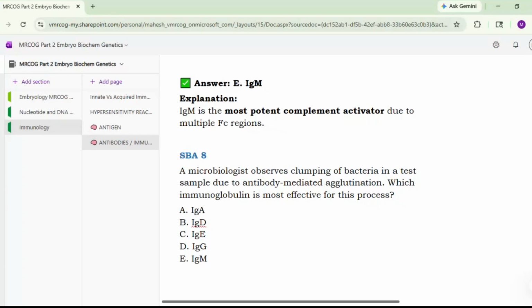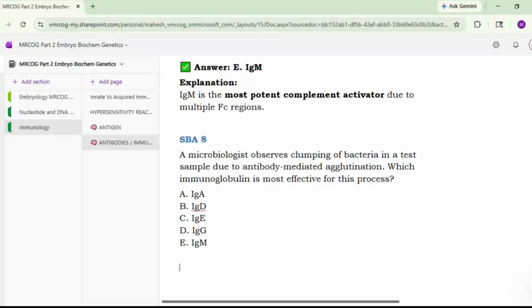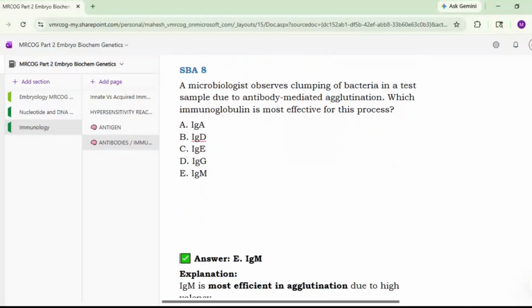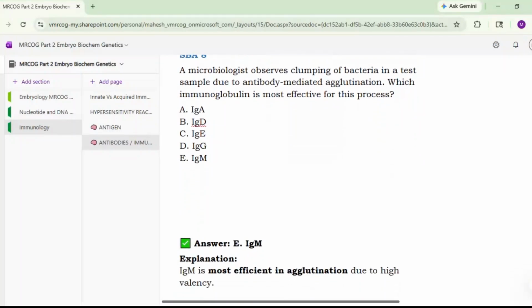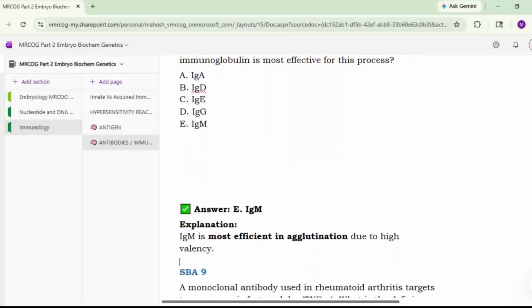Next. A microbiologist observes clumping of bacteria in a test sample due to antibody mediated agglutination. Which immunoglobulin is most effective for this process? Sir, option E only, IgM. IgM is most efficient in agglutination due to high valency.